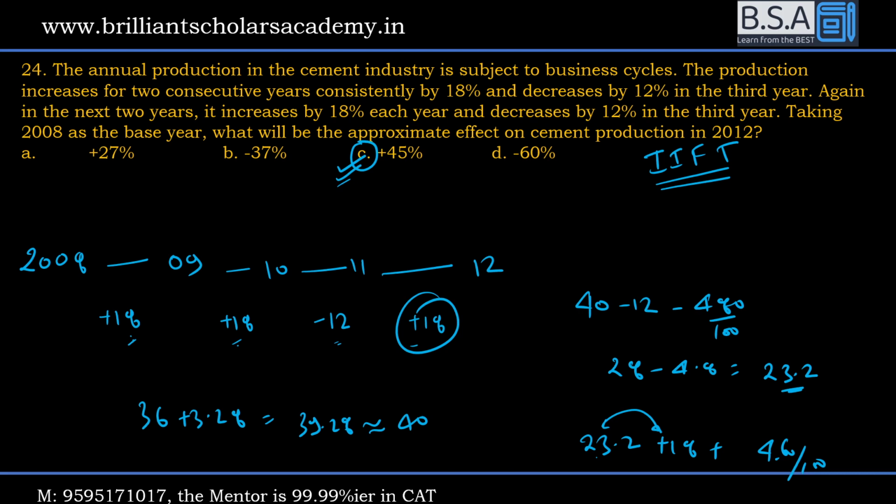If the answer options are 42%, 43%, 44, 45, 46, you have to apply AB. Options are so far. See, this is not 37. This is minus 37. This is minus 6. This is a huge gap.